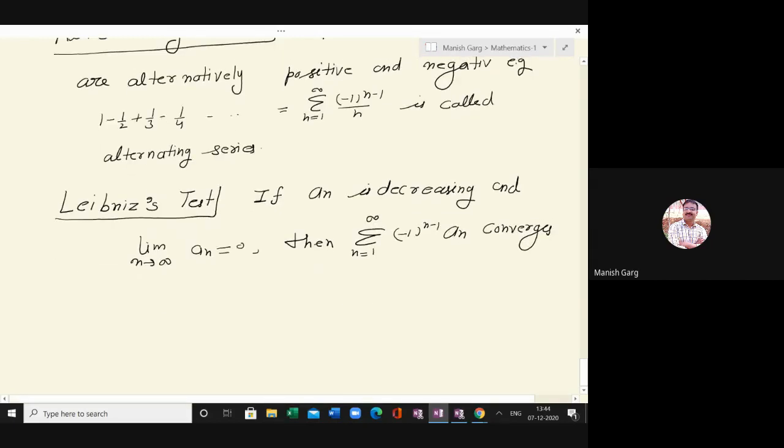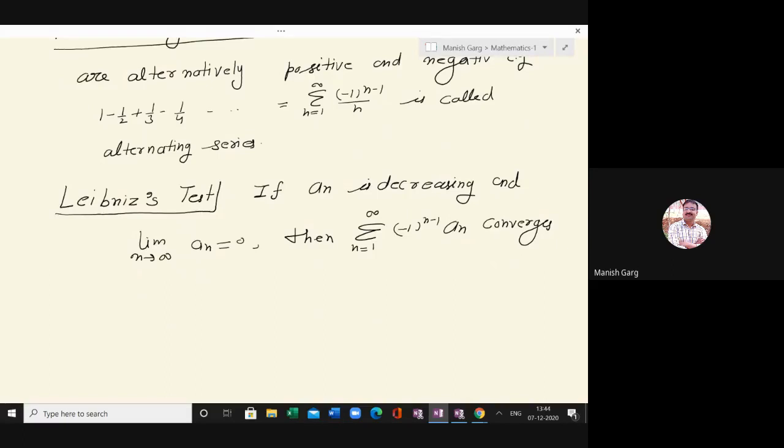So if you want to prove the convergence of an alternating series, you need to show two things. a_n will be decreasing, only positive terms, be careful, and the nth term must go to 0. The series is written in this form. So this is the Leibniz test. Now example 1.